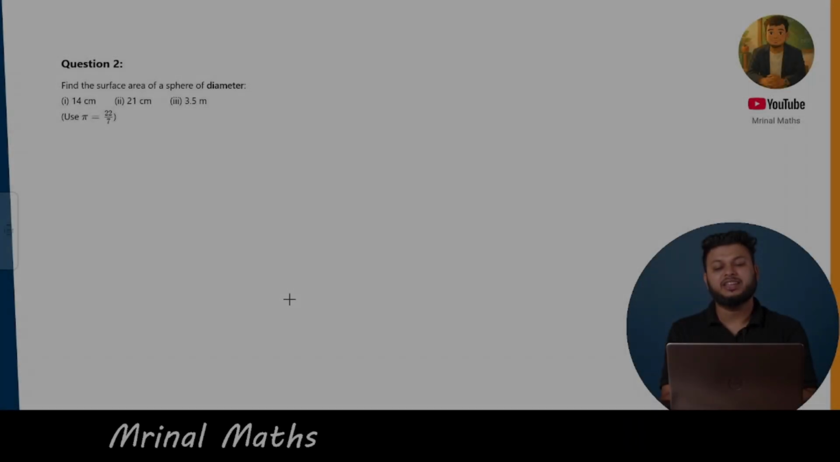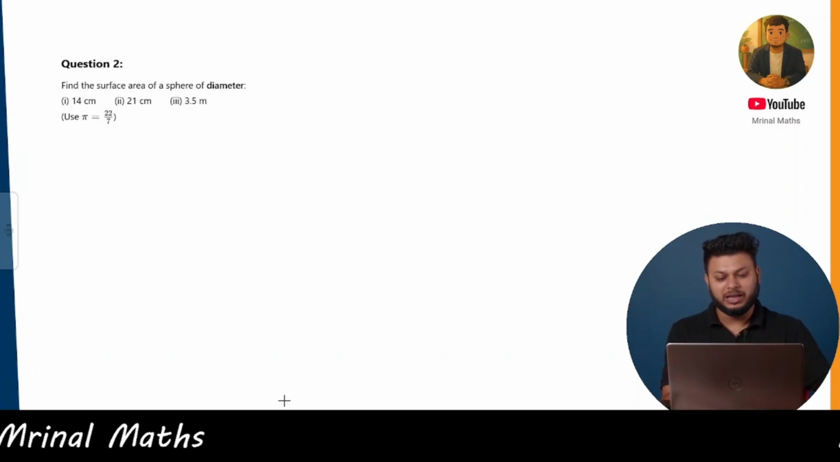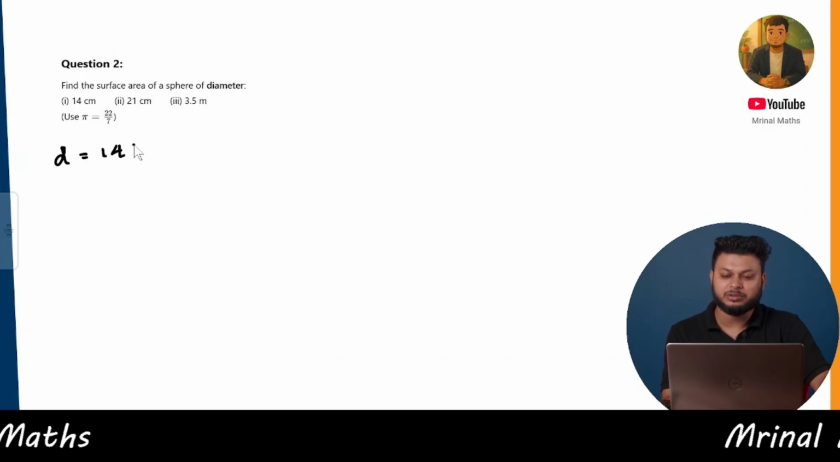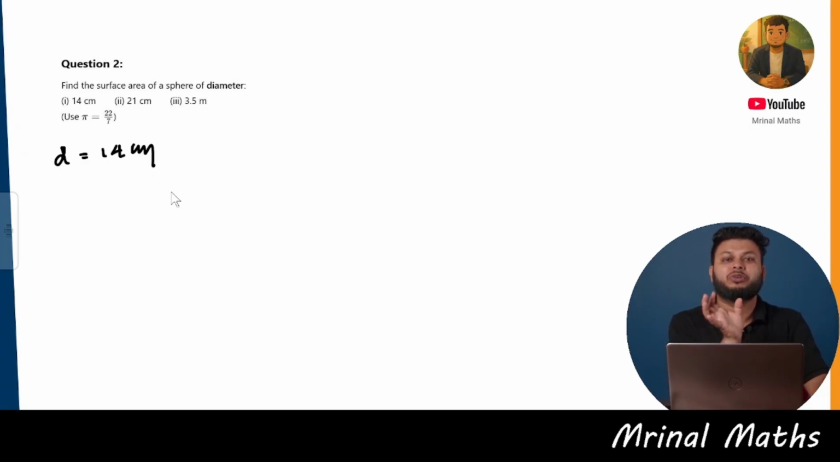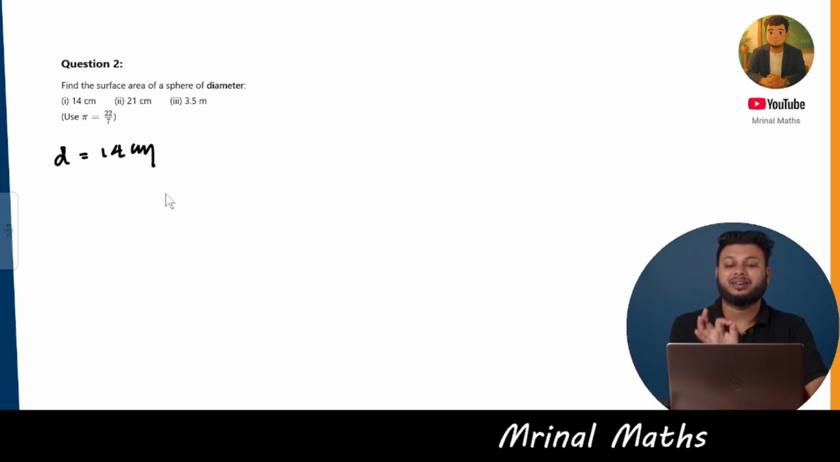Find the surface area of a sphere of diameter 14 centimeter. Now here in this question they have given you the diameter, which is 14 centimeter. So you know for the surface area of a sphere we have the formula as 4 pi r square. So we need the radius first.